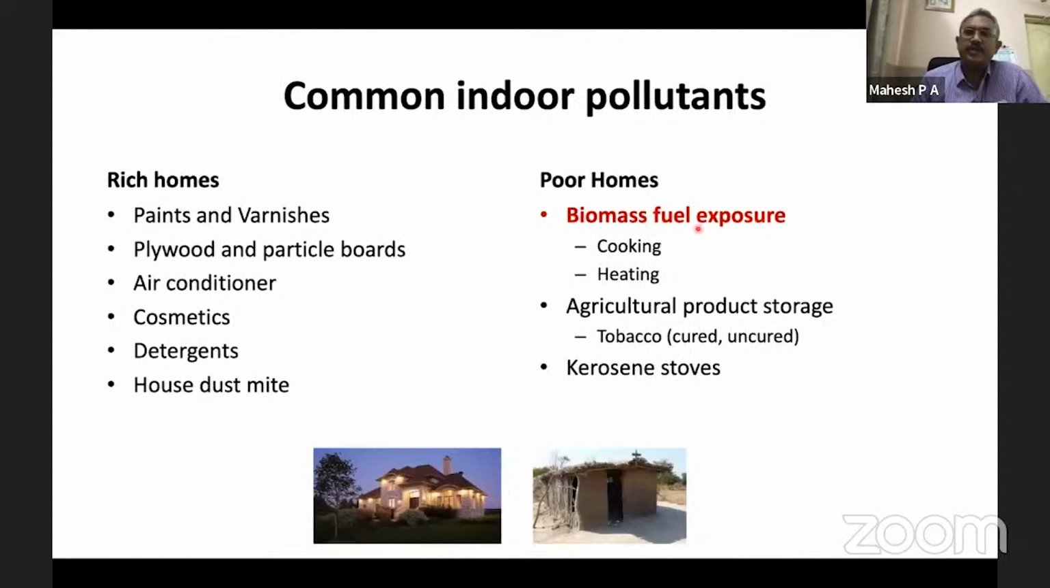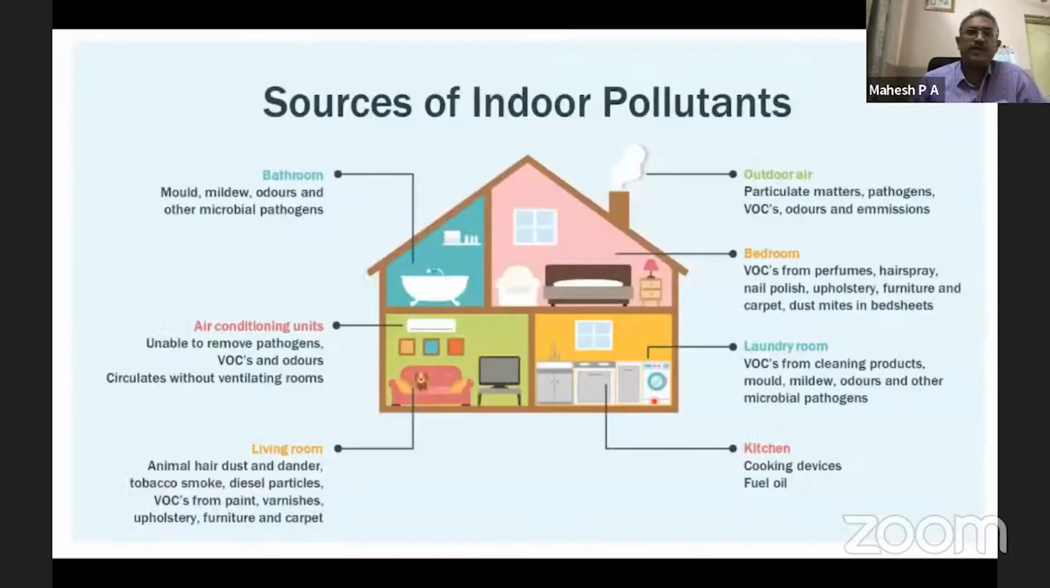This has been our major focus over the last 17 years. Agricultural product storage, especially tobacco, is the worst of the lot. And of course, if they use kerosene stoves, they contribute as well. Now we have several sources, starting from the bathroom where we have fungi, odors, and microbial pathogens. You have AC units. You have the living room, which includes VOCs and the carpets having dust mites.